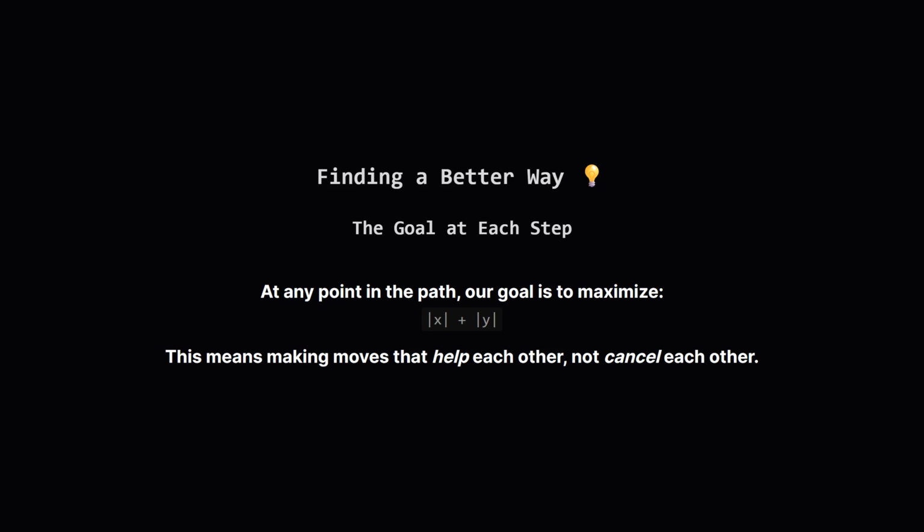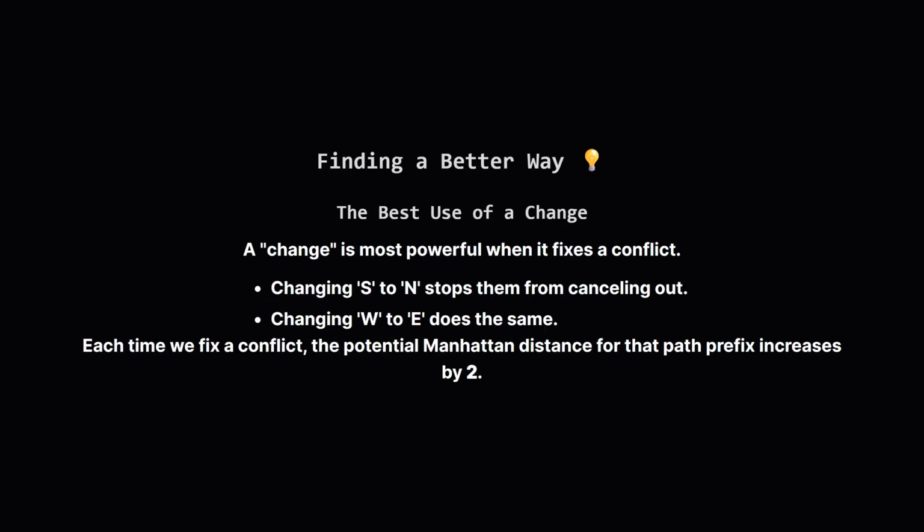At each step, we're at some position on the grid. We want to make our distance, which is the absolute value of x plus the absolute value of y, as big as possible. To do that, we need moves that work together like north and east, not moves that fight each other like north and south. So what's the best way to use one of our precious changes?